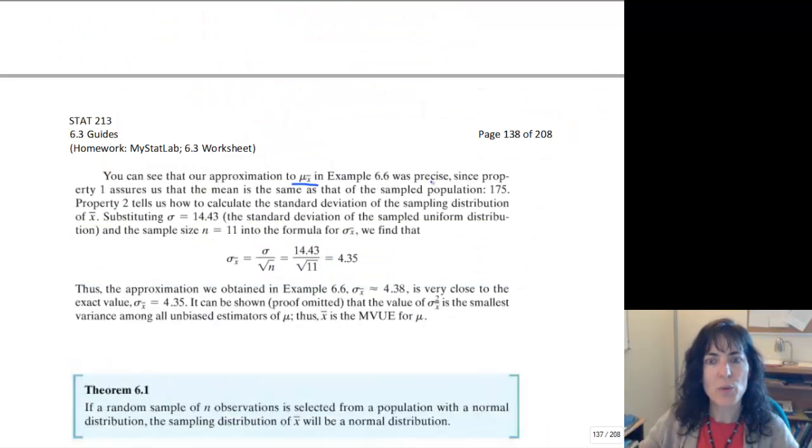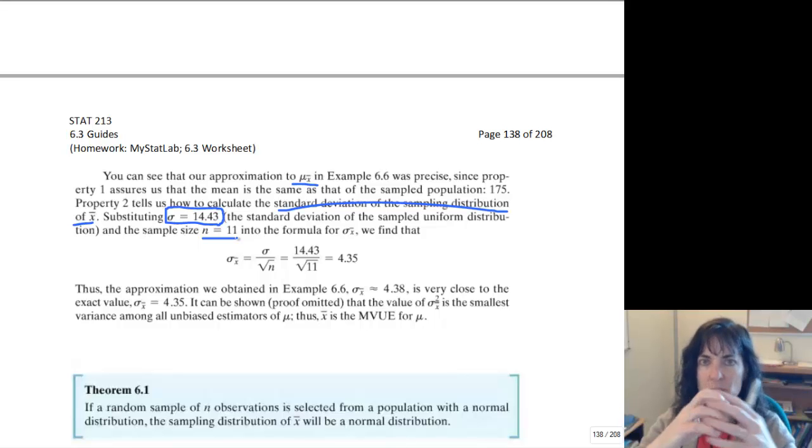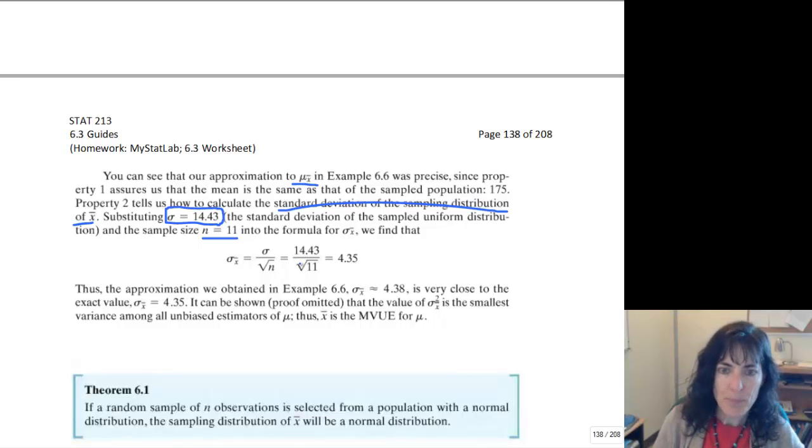So let's come back. It was precise. Property 1 assures us it's going to happen every time. Property 2 tells us how to calculate the standard deviation of the sampling distribution of that X bar. So we had a 14.43 for our standard deviation in that example, that uniform distribution for the sample. And our sample size was n equals 11. Remember, we did 11 items in each sample, and we did that 1,000 times. So the 11 is the number that we need to use. And so we put that into the denominator under the square root, and we get 4.35.